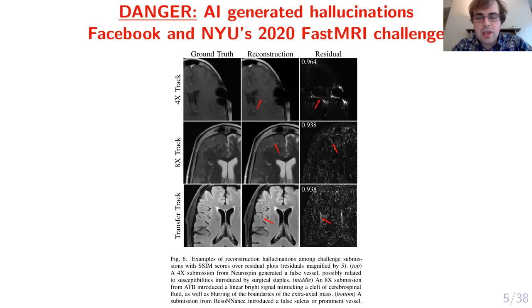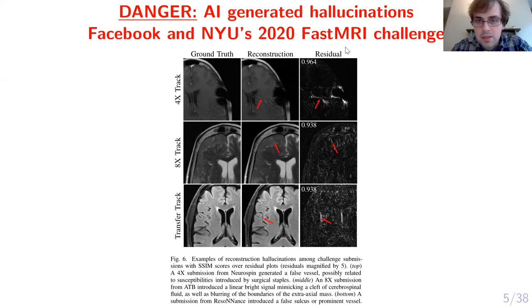Okay, so Facebook and NYU run something called the fastMRI Challenge. And you can think of this as a MRI version of the famous ImageNet Challenge. So they have a data set that's publicly available. Different teams will go away and try and build reconstruction methods, typically neural networks. And then those reconstruction methods are tested on some unseen test data.